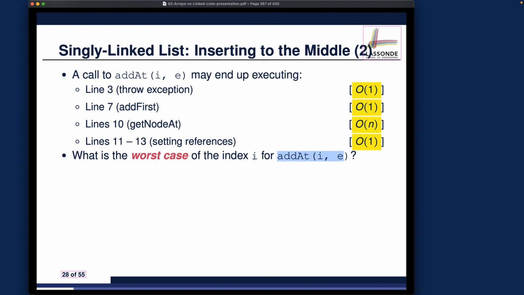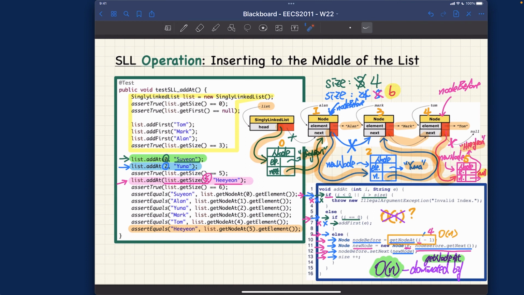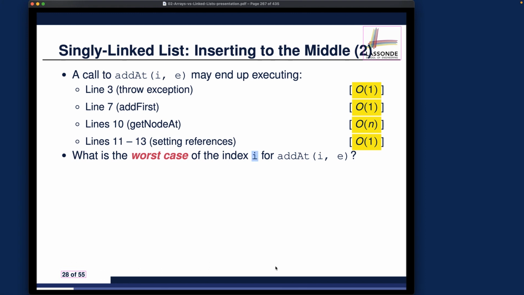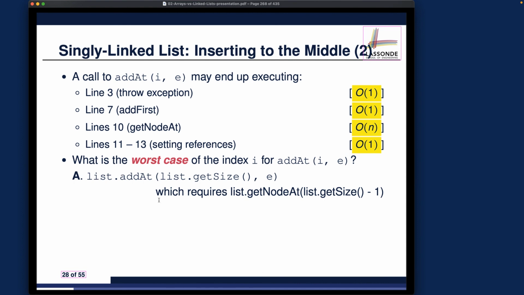Well, the larger the I is, the more get next references you will have to call in order to get to the next node, right? Similar to get size or get tail, very similar methods. And what will be the largest possible value for index I? That should be a simple question for you to answer now. It should not be size minus 1. It should be exactly size, right? So that'll be list.getSize.